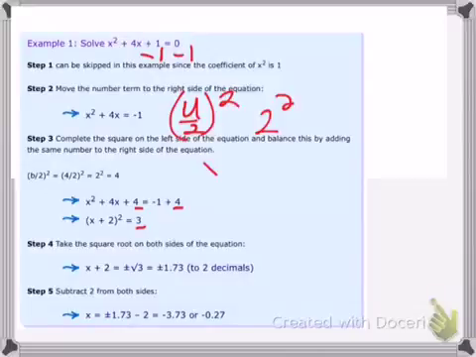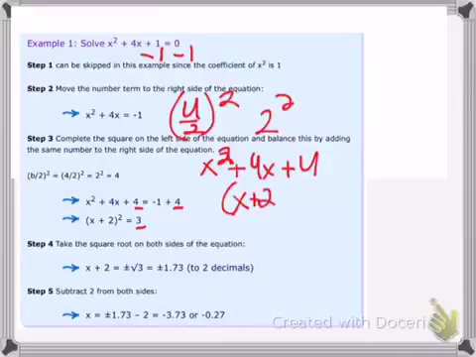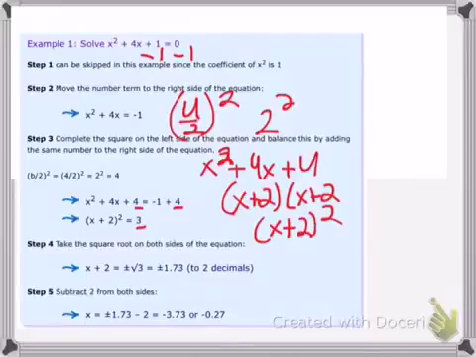So if we factor x squared plus 4x plus 4, we get x plus 2 and x plus 2, which is x plus 2 squared equals 3. The opposite of squared is square root, so x plus 2 equals plus or minus the square root of 3. So we subtract 2 from both sides, and that's the radical version.